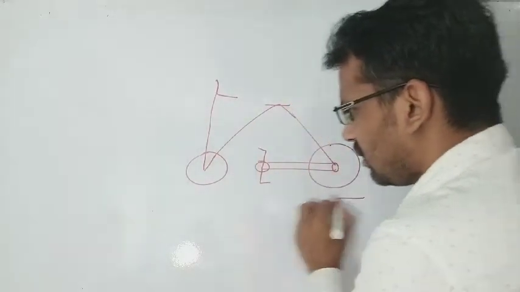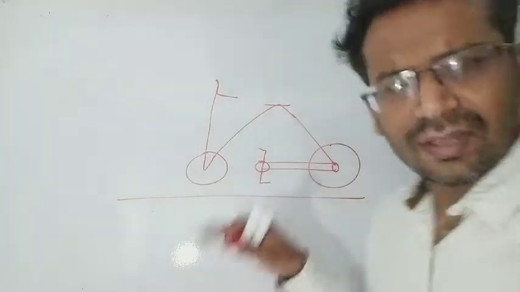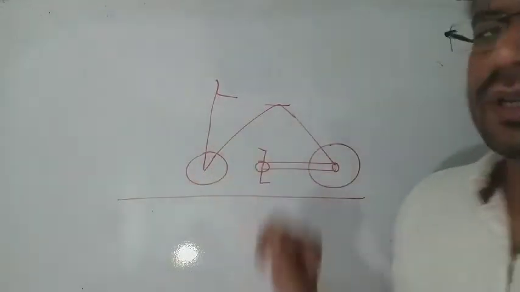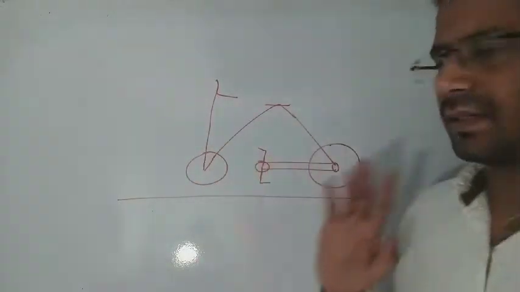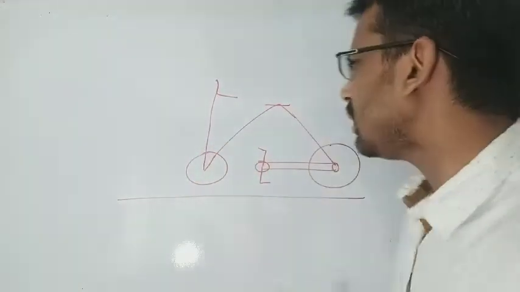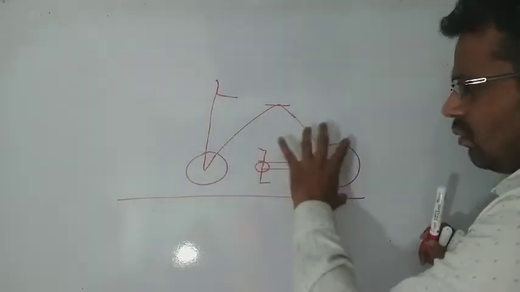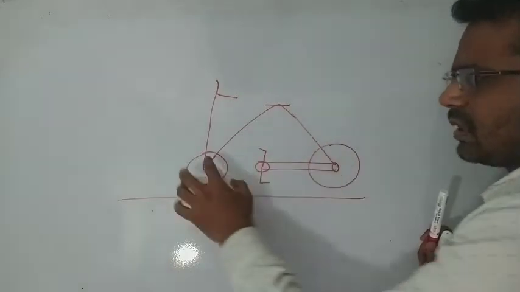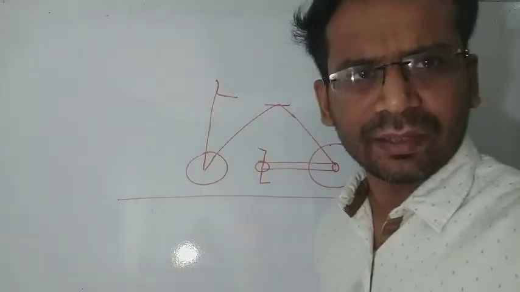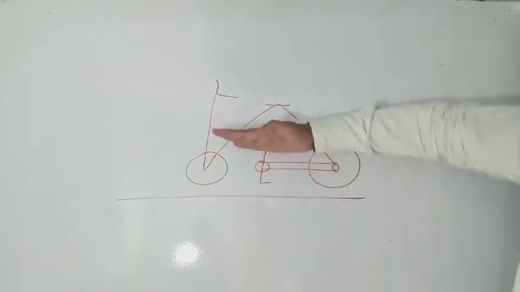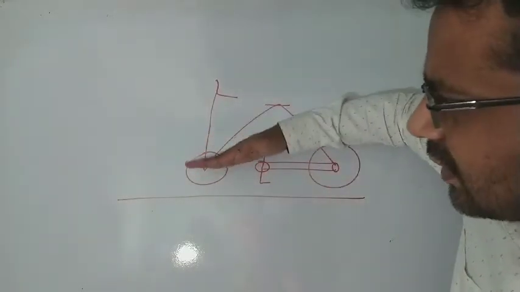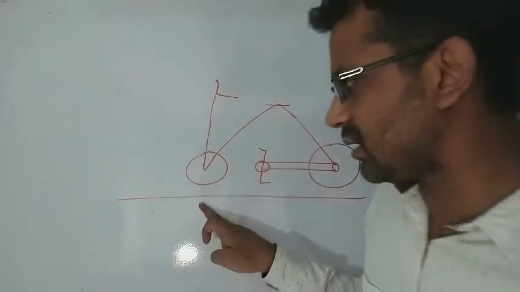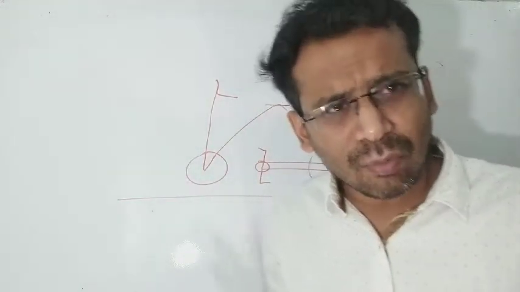Now in the first case, just consider that this bicycle is a bit above the ground and you started pedaling this bicycle. What will happen? While pedaling, this rear wheel will start rotating, but this wheel will remain stationary over here. Now just incline this bicycle in such a way that this point of the front wheel touches the ground. Will there be any motion?